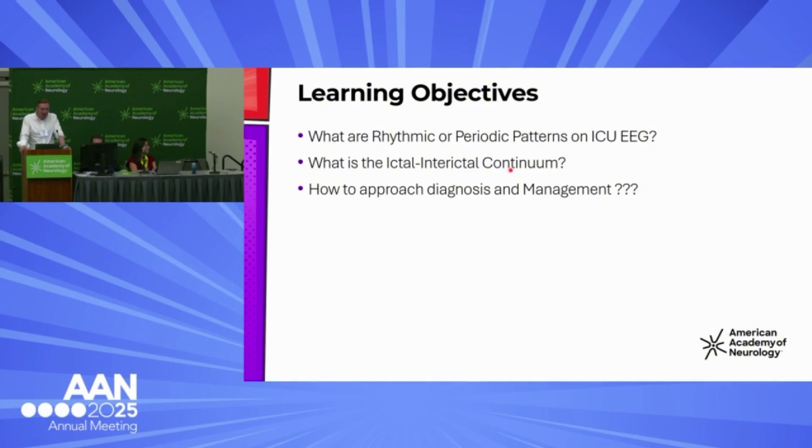So here are 3 learning objectives. What are rhythmic or periodic patterns? I know there's kind of a mixed group that often comes to the AAN, so it's probably worthwhile just to discuss what these things are that we're talking about before we get into more depth, and what this concept of the Ictal, Interictal continuum is, and then a bit about how to approach diagnosis and management. As you can see, I have a lot more question marks there.